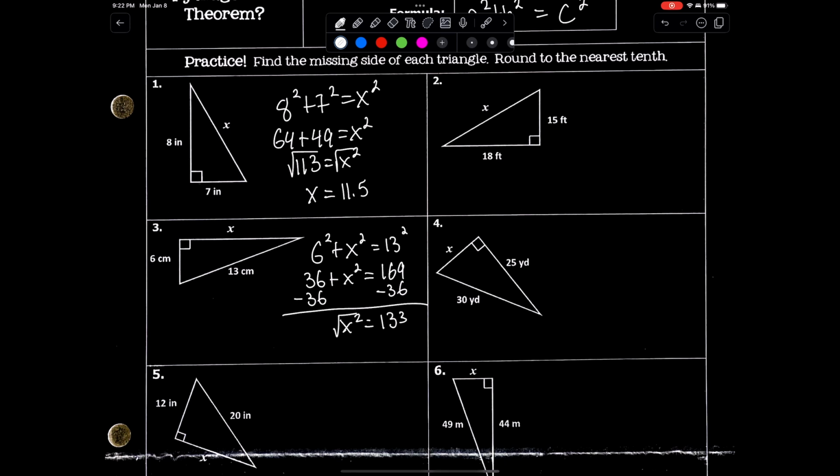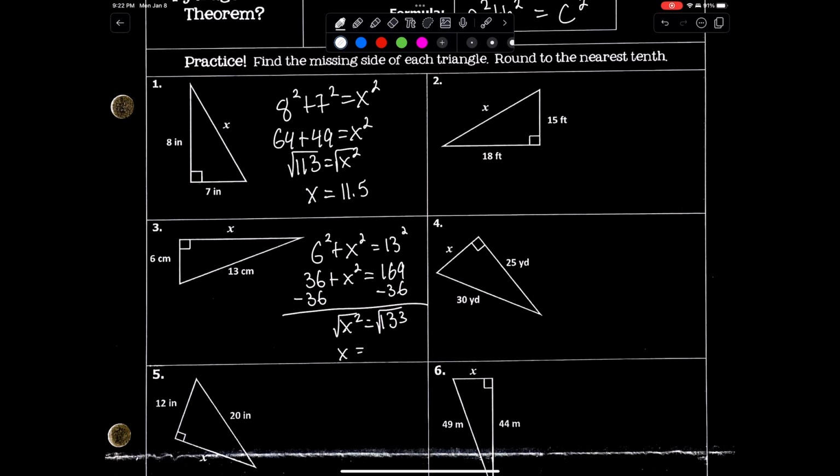And then you take your square root. Again, when you take the square root, you need to make sure there's a plus or minus. In this case, we're not going to use the negative. You can't have a negative side length. It doesn't make sense, at least not yet.